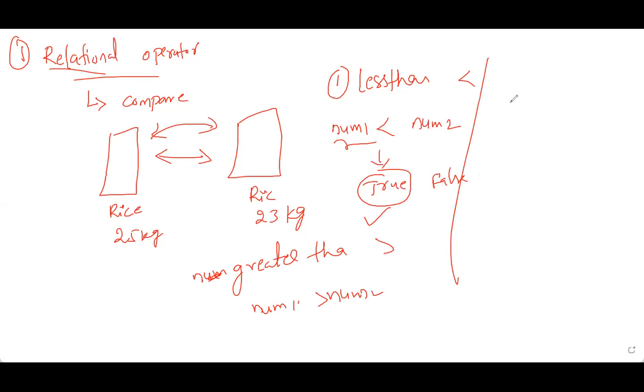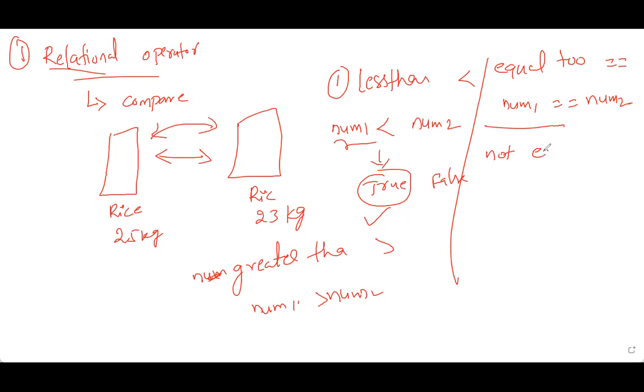Meanwhile we have equal to and not equal to. The third one is equal to. What does equal to mean? Whether both are the same or not. If you want to compare, we use the double equals, two assignment operators. If and only if number 1 and number 2 have the same data, it returns true. Otherwise, it returns false.